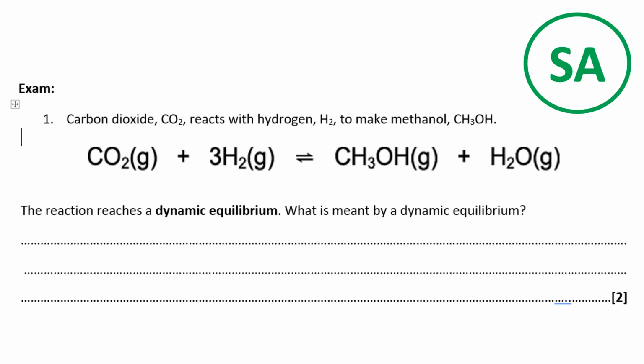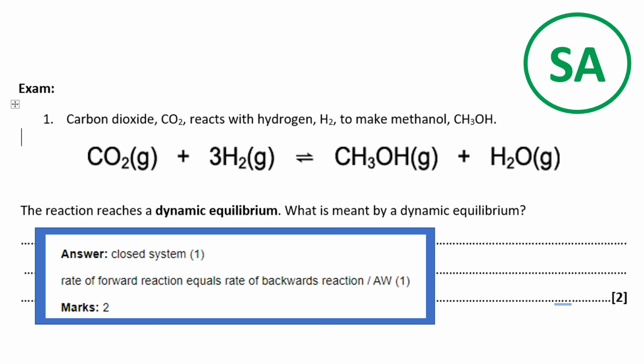Okay, so pause the video and let's have a look at this exam question. So hopefully you've read it and had a look, and you'll notice that actually a lot of the information is not particularly relevant to the question. Don't ever be put off by all the information. Read the question, you might be able to answer it. The question is, what is meant by dynamic equilibrium? Two things, 2 marks available.